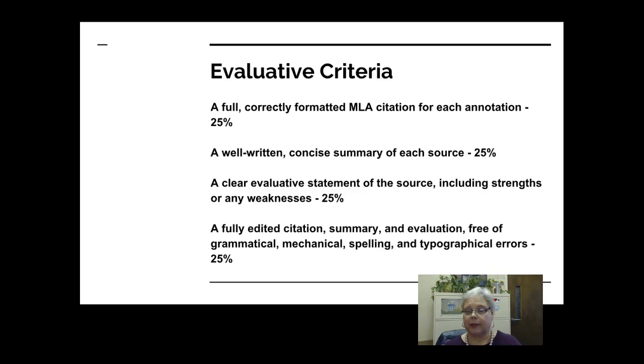And it may not have any weaknesses. It may just be a really good source because you were supposed to find something that scored well on that CRAAP test that we did. And then a fully edited citation, summary, and evaluation free of grammatical, mechanical, spelling, and typographical errors. 25% will come from that. So do it correctly for 25%, 25% for summary, 25% for evaluation, and 25% for your proofreading and editing it so that it has absolutely no errors in it.